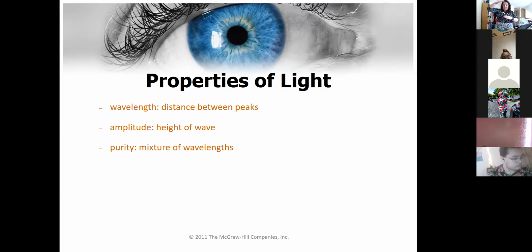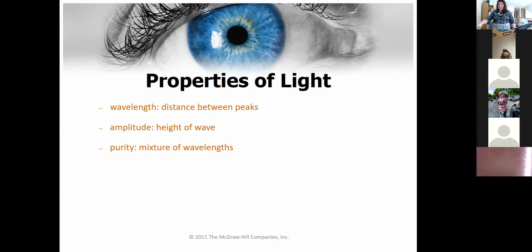Amplitude is the height of the wave. So again, if we're thinking about just a curve that goes like this, wavelength is the distance between the two peaks. Amplitude is how high that curve is, right? Does it go like this? Or does it go like this, right? And amplitude is perceived as brightness. And then purity is mixture of wavelengths, and it's perceived as saturation, particularly of color.